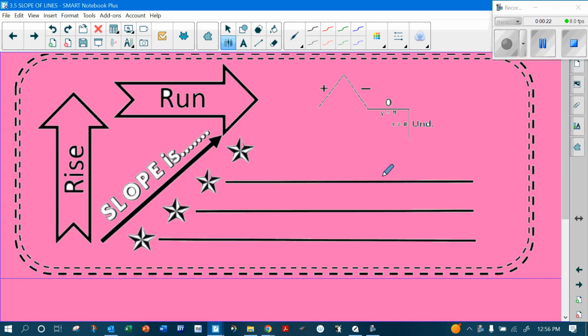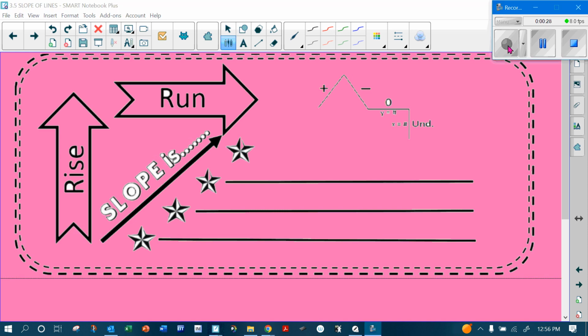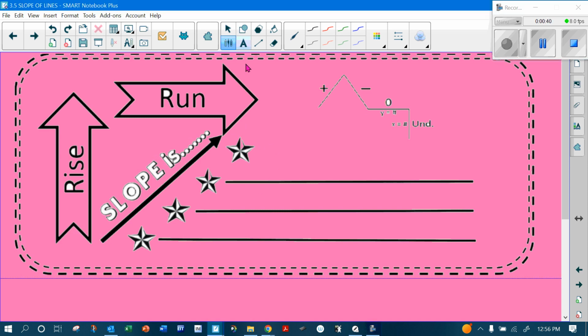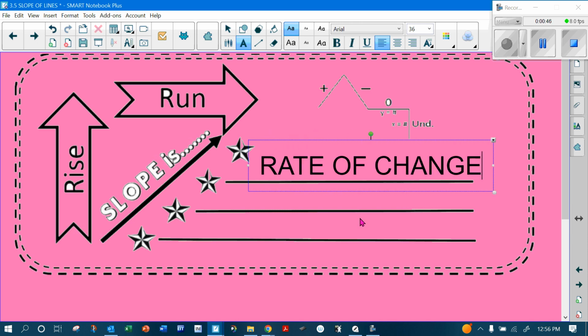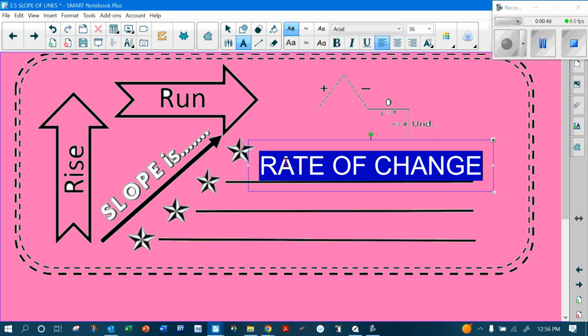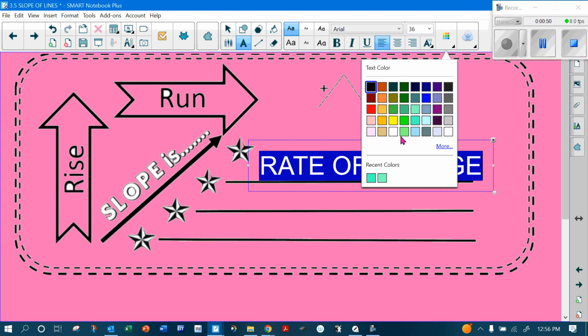So first of all, we have slope. Slope is rise over run. So you have to be able to go up and then go over. This is how you find slope. The very first thing, I'm going to type this because it will be easier for you to read, is called rate of change.